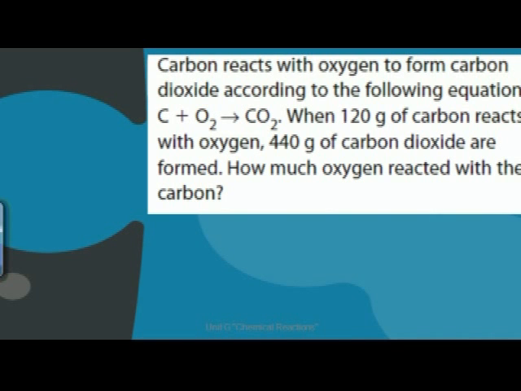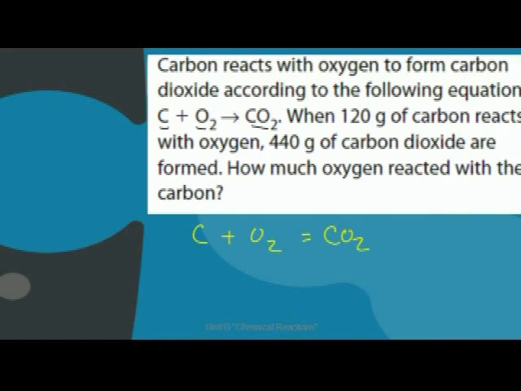Let's look at one more example. In this simple problem, carbon reacts with oxygen to form carbon dioxide according to the following equation. Carbon plus oxygen produces carbon dioxide. When 120 grams of carbon reacts with oxygen, 440 grams of carbon dioxide are formed. How much oxygen reacted with the carbon?